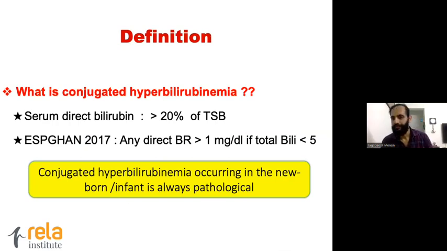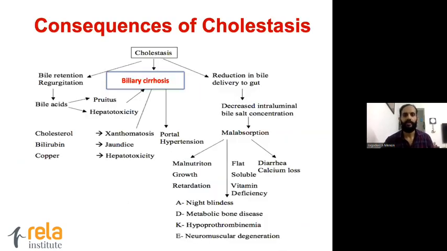What is conjugated hyperbilirubinemia? When conjugated bilirubin is more than 20% of total serum bilirubin, it is called conjugated hyperbilirubinemia. ISFEGAN also defines that when the total bilirubin is less than 5, if the conjugated bilirubin is more than 1, again you call it conjugated jaundice and cholestasis of infancy.